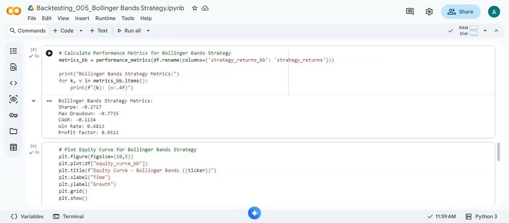Compounded annual growth rate, compounded over time, right? The annual growth rate is negative 11%. Not worth considering at all because we are losing if we use this strategy for this kind of stock. And the win rate is below 0.5, it's 0.48, which is not interesting, right? Profit factor, of course, will be less than 1 because we have more gross losses than gross profits. So it's 0.95. This is not worth considering at all.